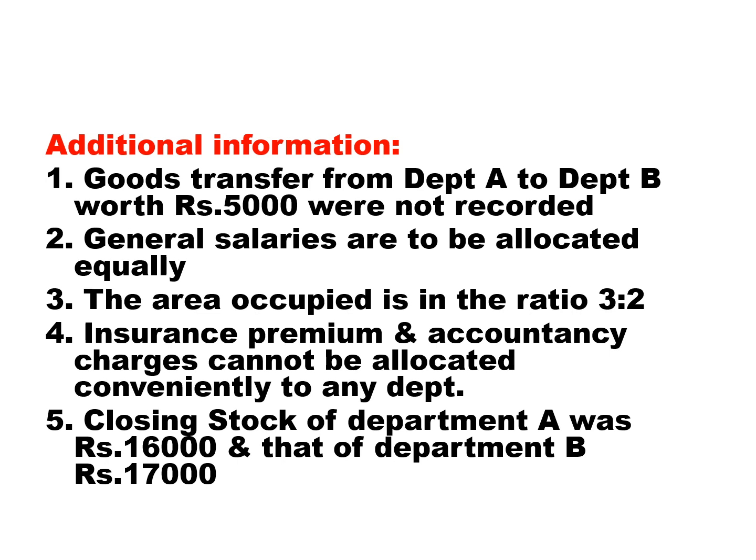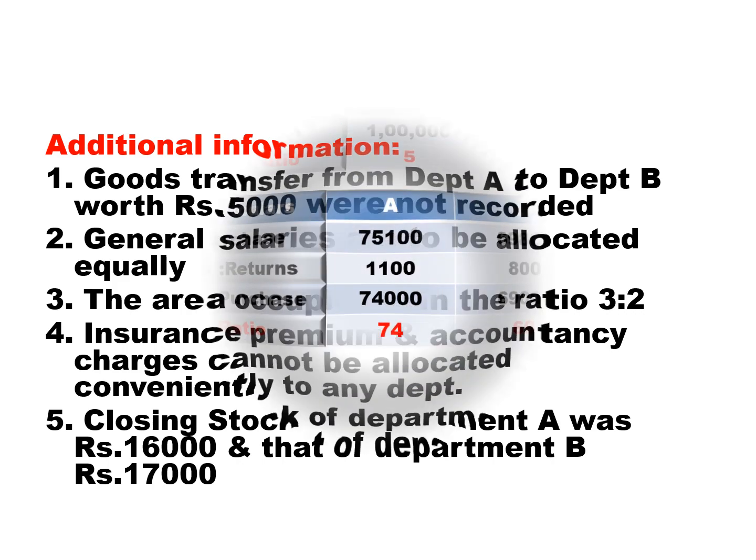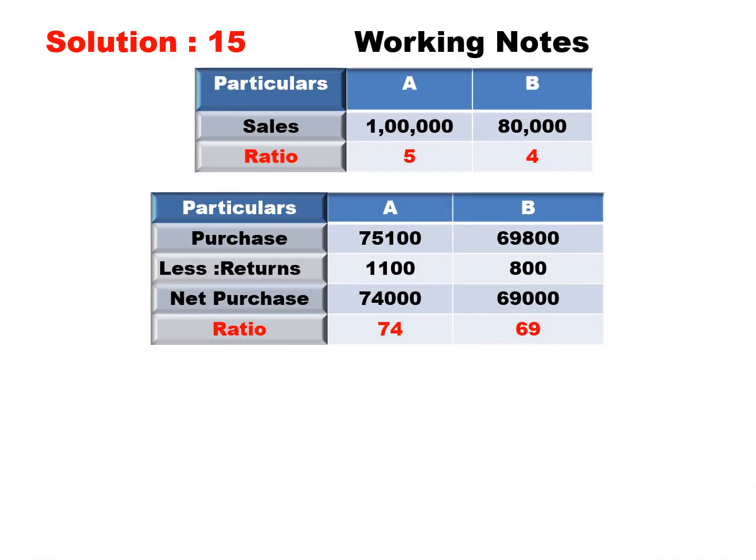So let us look at the working out, students. This is the working note. Sales of A 1 lakh and sales of B is 80,000. And the ratio you get is 5:4 if we simplify. Purchase of A 75,100 and B 69,800. Deduct the returns, that's called returns outward, 1,100 and 800. So you get net purchase 74,000 and 69,000. So the ratio, students, you get 74:69. So these ratios will help you to distribute the related expenditures.